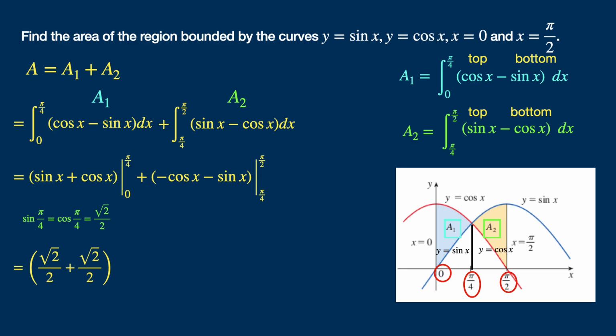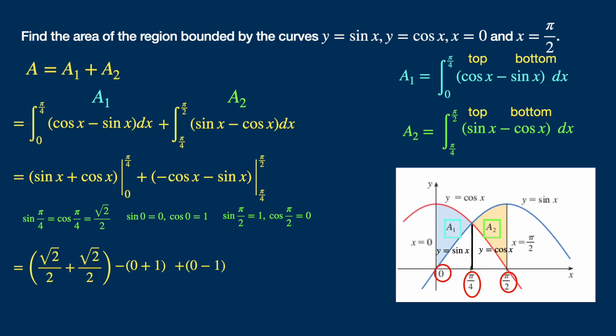So when you plug in 0, sine 0 and cosine 0, sine 0 is 0, cosine 0 is 1. That's going to be 0 plus 1. Now you plug in pi over 2. Sine pi over 2 is 1, cosine pi over 2 is 0. Then you have 0 minus 1.